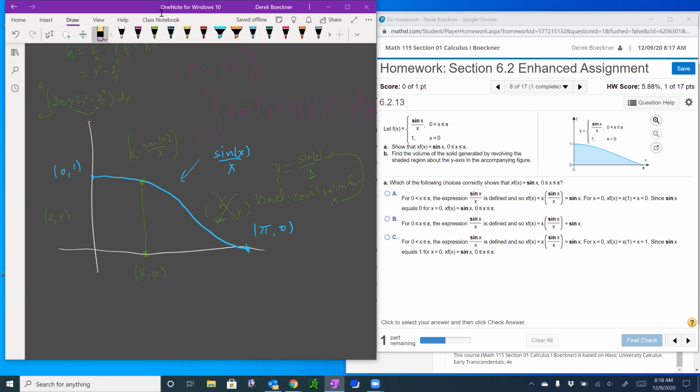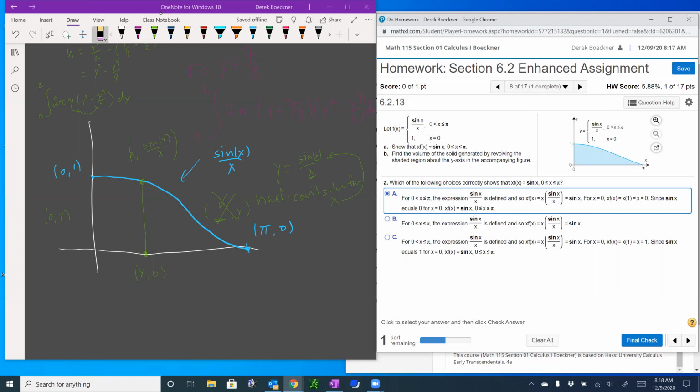At x equals 0, f of 0 is 1, and 0 times 1 is 0, so that works too. It looks like A to me.